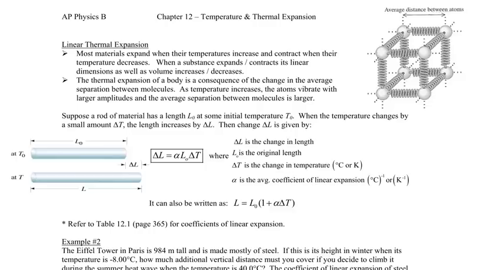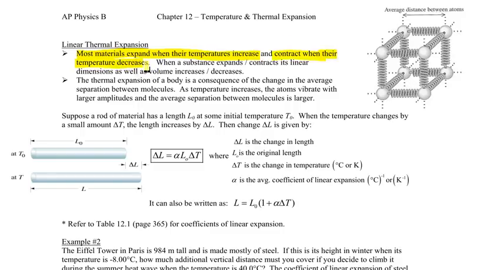Welcome to our discussion of thermal expansion. Now, when the temperature of a substance is increased, we know that most materials tend to expand. And we're talking about not just solids, but even liquids and even gases. And when the temperature decreases, they contract.